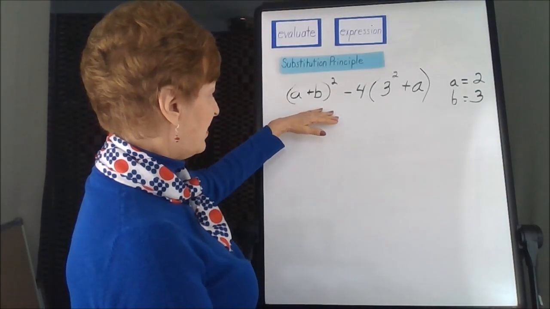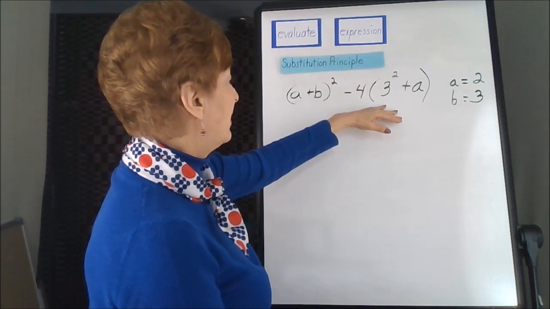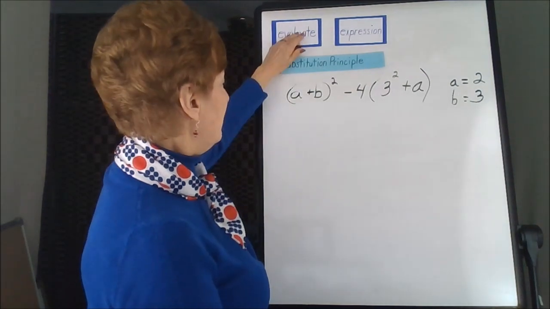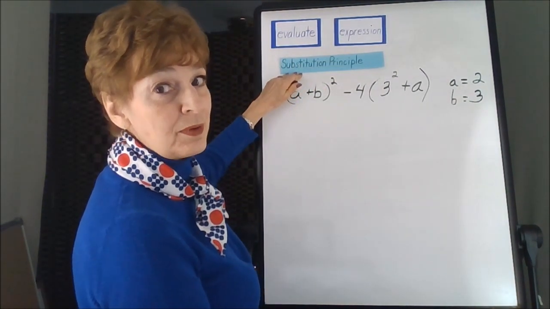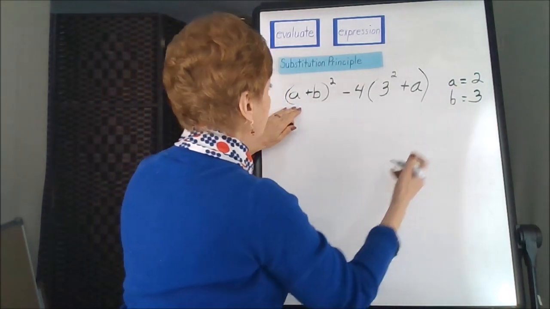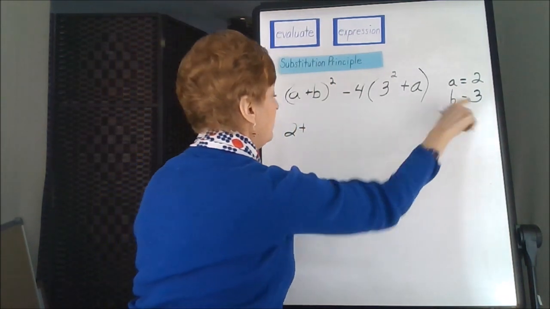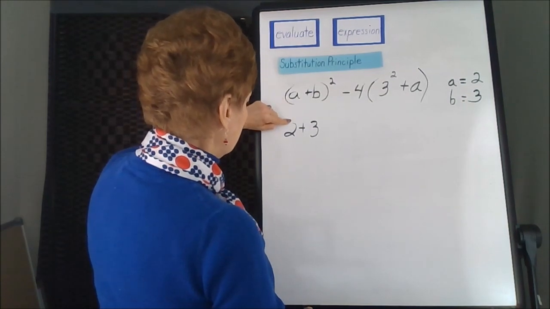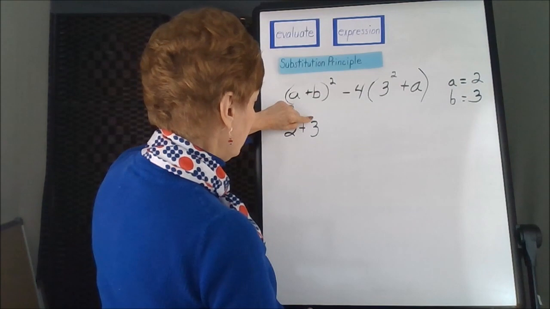a plus b squared minus 4 times the quantity, 3 squared plus a. Let's evaluate our expression by using the substitution principle to begin with. Our a's are going to be 2, so we're going to have 2 plus the b's are going to be 3. So I have the a term is now a 2, the b term is a 3.